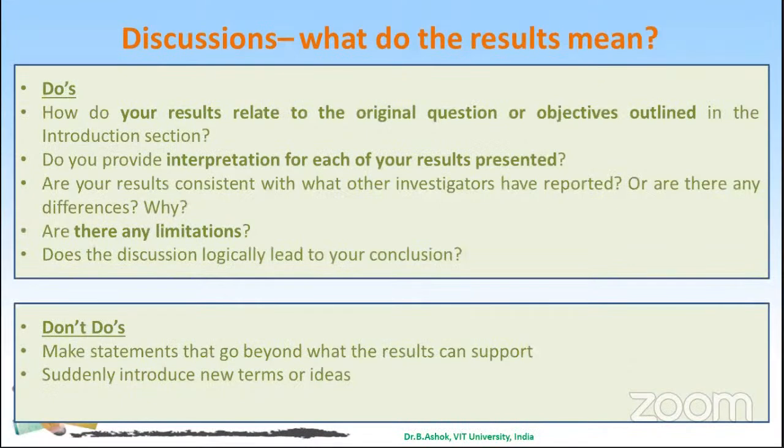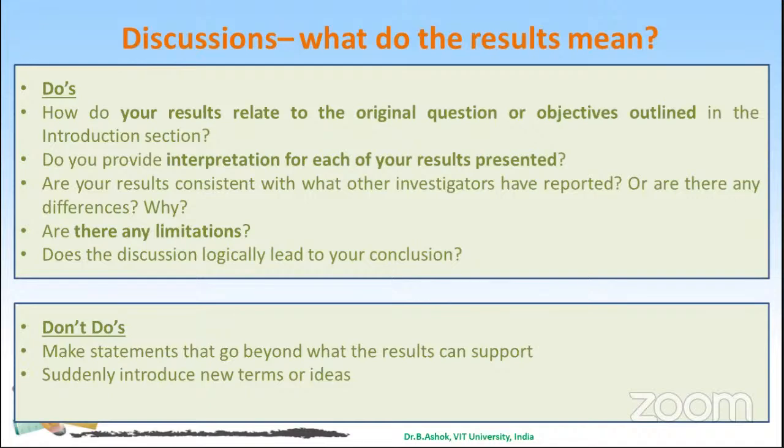So what should we do and what should we not do? How do your results relate to the original question or objective outlined in the introduction section? Whether your results are meeting the question you asked in the introduction section. Do you provide interpretations for each and every result you have presented? Are your results consistent with what other investigators have reported? Or are there any differences? If there are, why? Or are there any limitations? Does the discussion logically lead to your conclusion? These are all the things you have to do in your results and discussion.